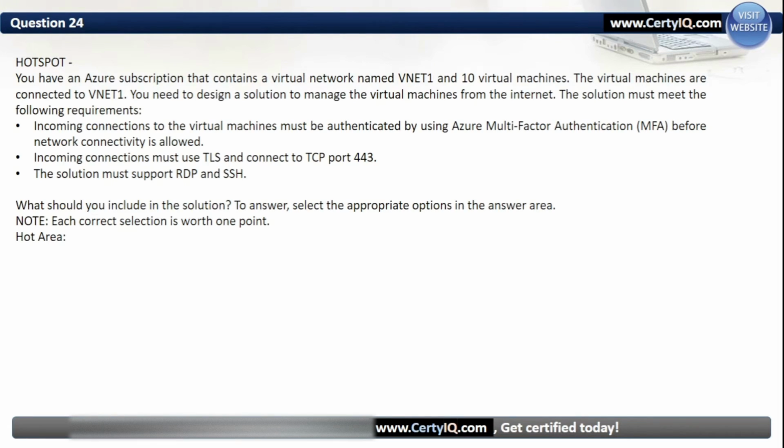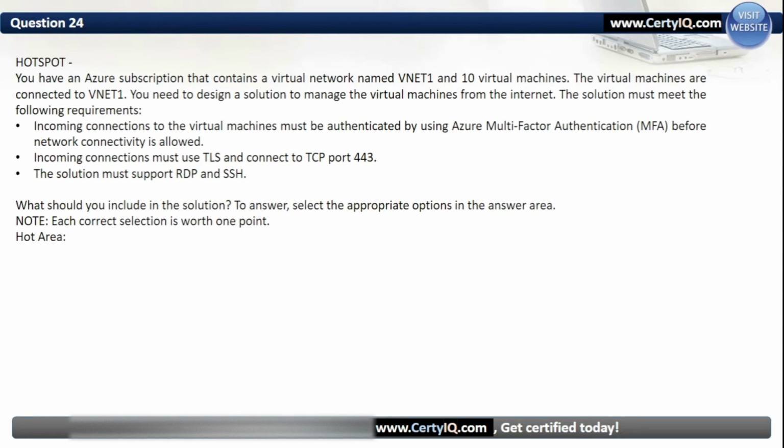Question 24. Hotspot. You have an Azure subscription that contains a virtual network named VNet1 and 10 virtual machines. The virtual machines are connected to VNet1. You need to design a solution to manage the virtual machines from the internet. The solution must meet the following requirements. Incoming connections to the virtual machines must be authenticated by using Azure multi-factor authentication before network connectivity is allowed. Incoming connections must use TLS and connect to TCP port 443. The solution must support RDP and SSH.